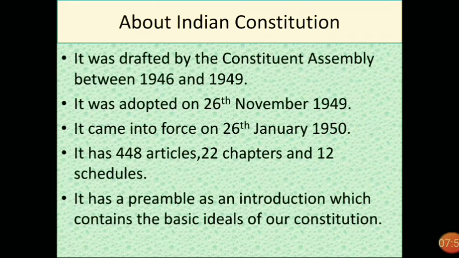It is the reflection of the constitution, it is the index of the constitution, and it is the face of the constitution, you can say.